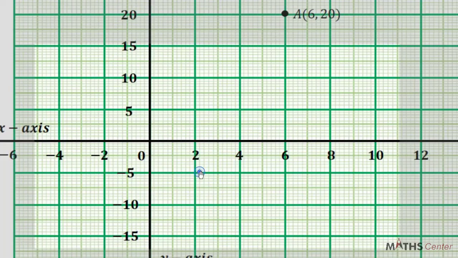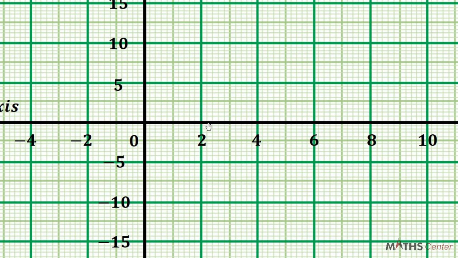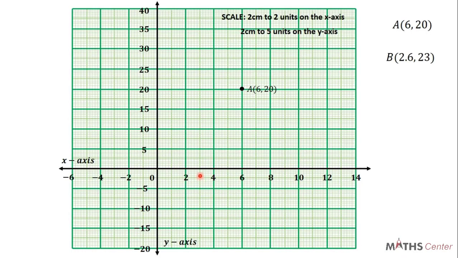So let's go to 2. So we have 2 here. The next one will be 2.2. The next one is 2.4. And the next one is 2.6. So 2.6 is 3 divisions from 2. We now have 2.6 on the x-axis. We look for 23 on the y-axis.